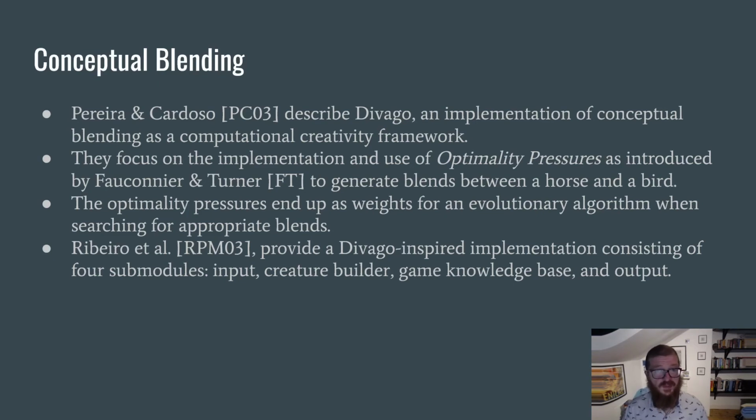One of their goals is to make a practical system. So for example, when the creature builder starts to build the concept mapping, user-controlled restrictions can be applied to those mappings. For creating the blend itself, like Pereira and Cardoso, they implement optimality pressures as weighted constraints to assemble the fitness function. After the genetic algorithm has converged on a result, the blended model goes through 2 additional phases in the creature builder: elaboration and validation.